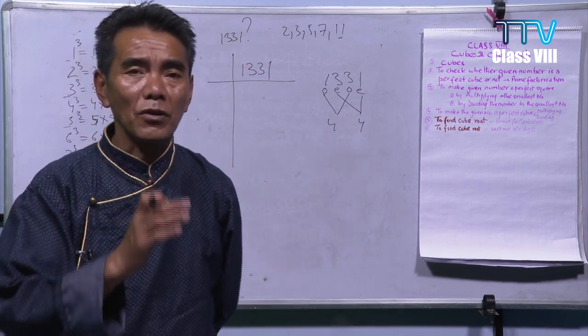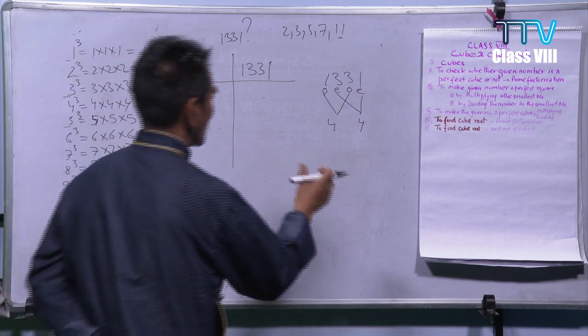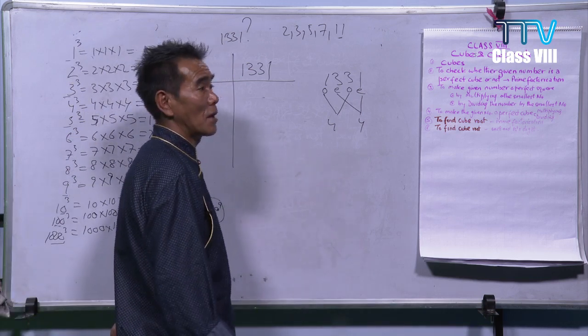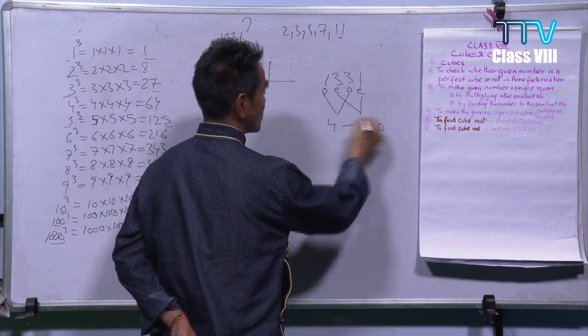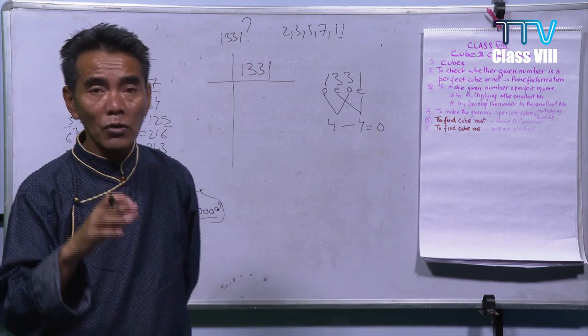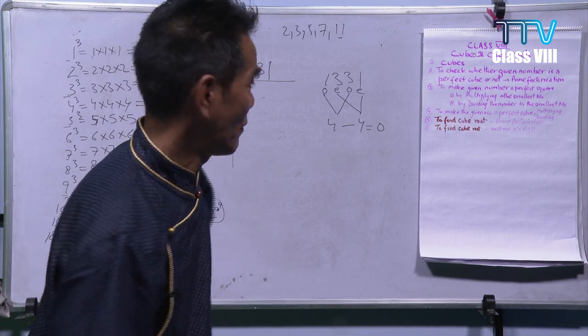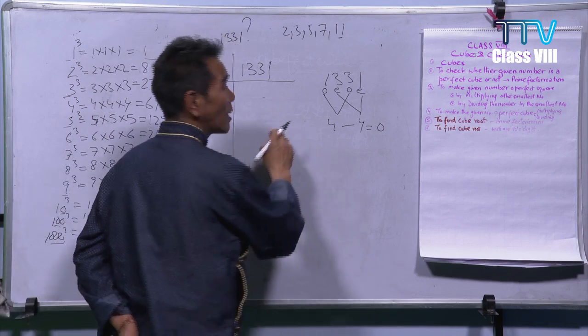Find the sum of the even-place digits and the sum of the odd-place digits, and then find the difference between these two. If the difference is 0 or a multiple of 11, then the given number is divisible by 11.